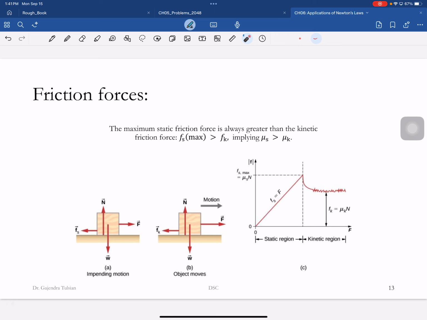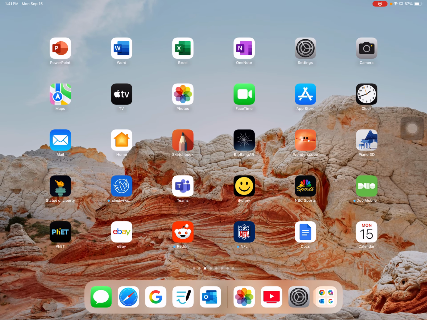All right, so we're talking about friction forces. That's the term used when two solid surfaces are in contact. And there are two kinds of friction forces: static friction forces and kinetic friction forces. Static friction forces are the forces between two surfaces that are not moving relative to each other. And kinetic friction forces are the friction forces between two surfaces that are moving relative to each other. Okay, so why do we have these? So let's see.